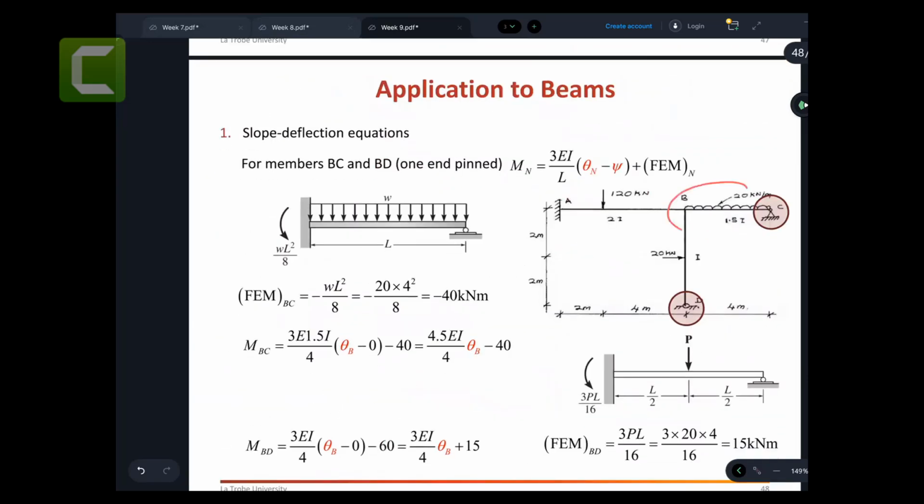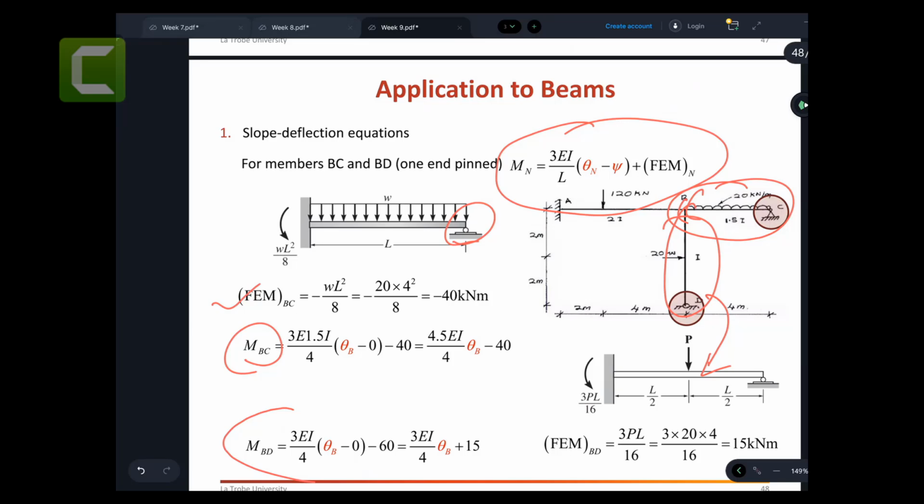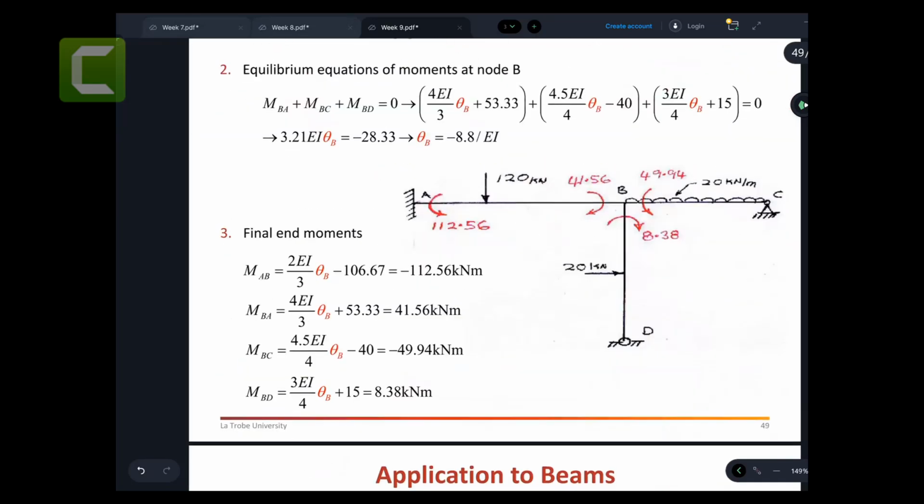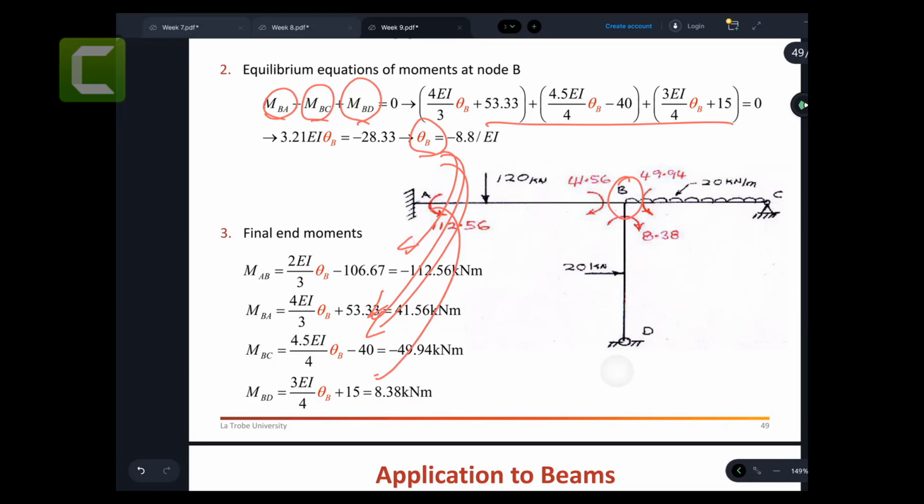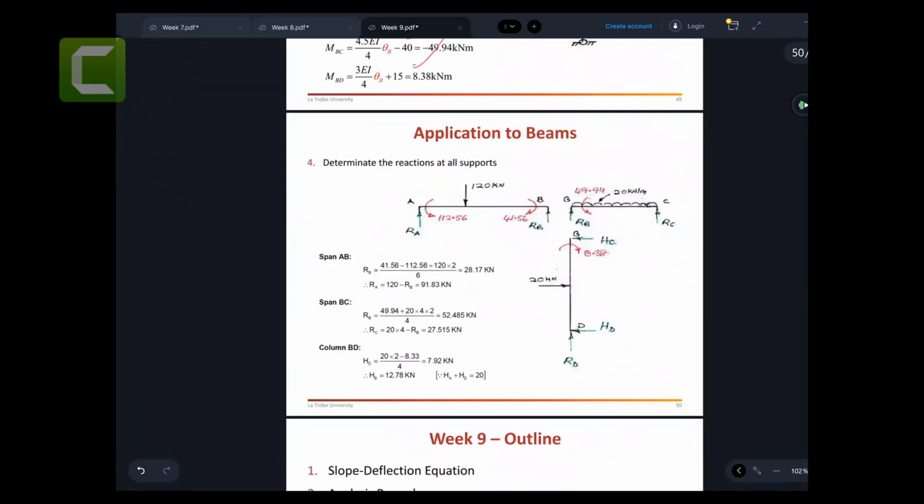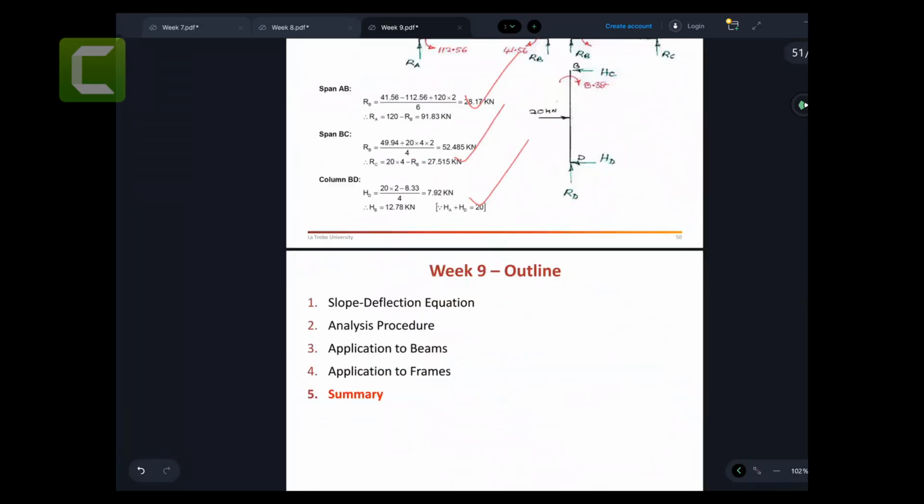Then we go here and take this BC. By the way, we can't make this part fixed at this end, so we need to use another slope deflection equation. We calculate fixed end moments and end moments here. Then we take this part here, and again we calculate MBD. Then we apply the equilibrium equation at point B. You can see MAB, MBC, MBD, and we substitute and calculate theta B. We substitute theta B back into our slope deflection equations to calculate the end moments. Once you calculate the end moments, you can calculate the reaction forces shown here.